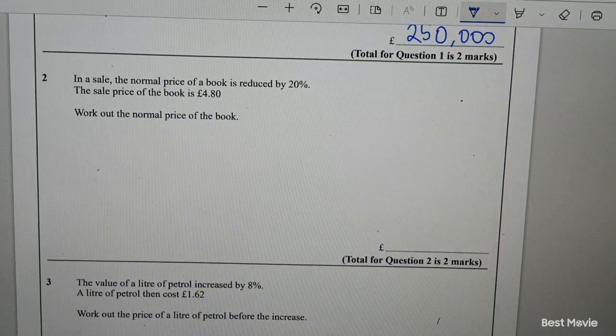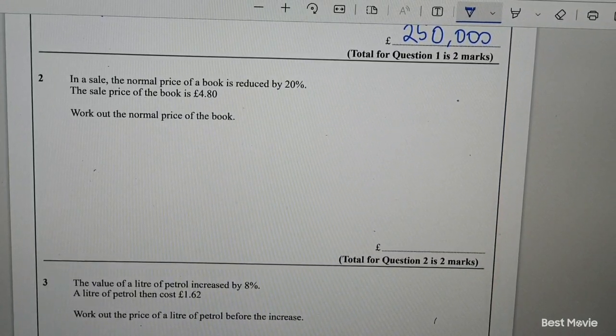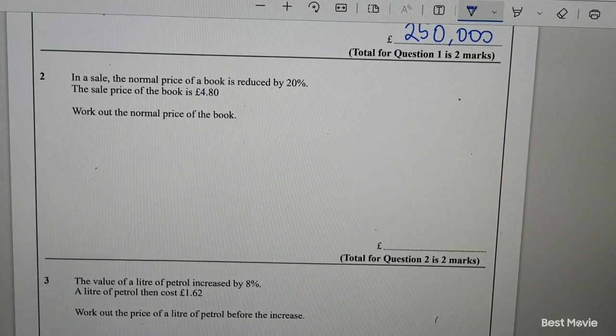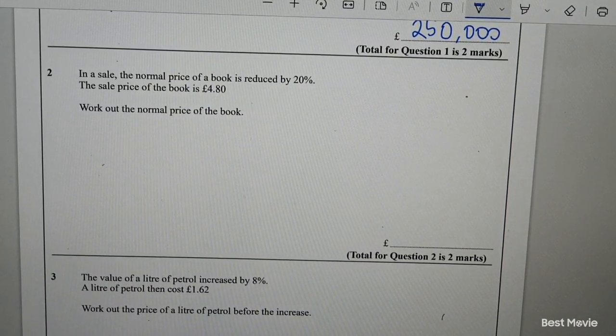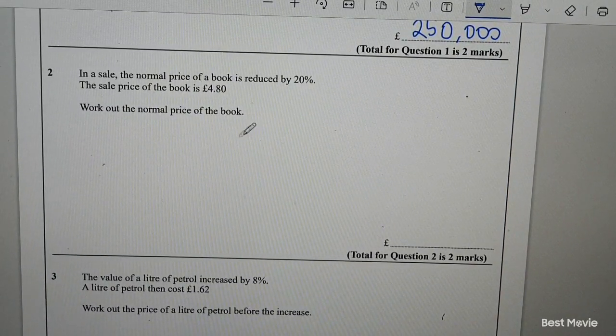Second question. In a sale, the normal price of a book is reduced by 20%. The sale price of the book is £4.80. Work out the normal price of the book. So again, we need to work out the normal price of the book. It's been reduced by 20%. So we need to work out the multiplier, which we're going to put here. The sale price of the book is £4.80.